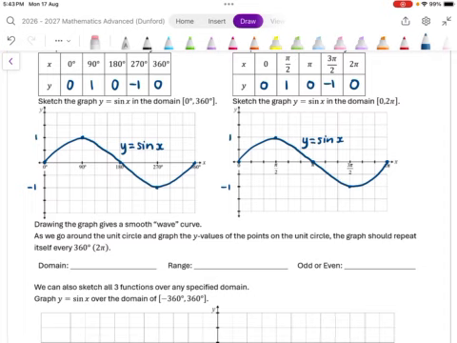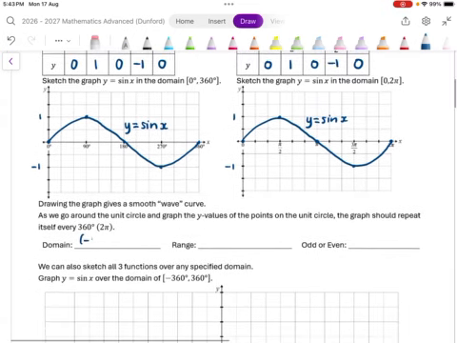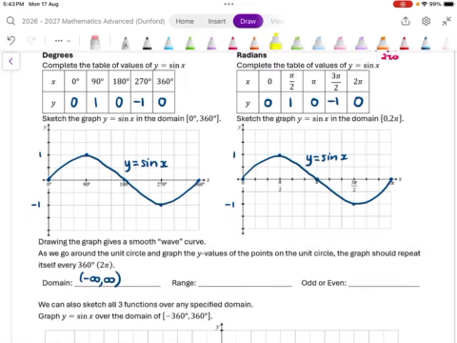So the domain of our function y equals sine x is actually negative infinity to infinity, as it goes on forever. We're just asked to draw it in restricted domains, such as 0 to 360 or 0 to 2 pi. The range of our function is our y values: the lowest y value of y equals sine x is negative 1, and our largest y value is 1.